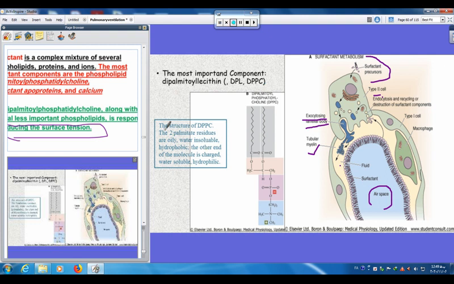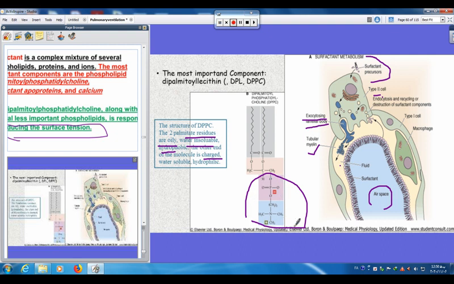You can see the structure of the dipalmitoylphosphatidylcholine, and two palmitoyl residues are oily, water insoluble, hydrophobic, and the other end of the molecule is charged. Here it is charged and water soluble, hydrophilic.